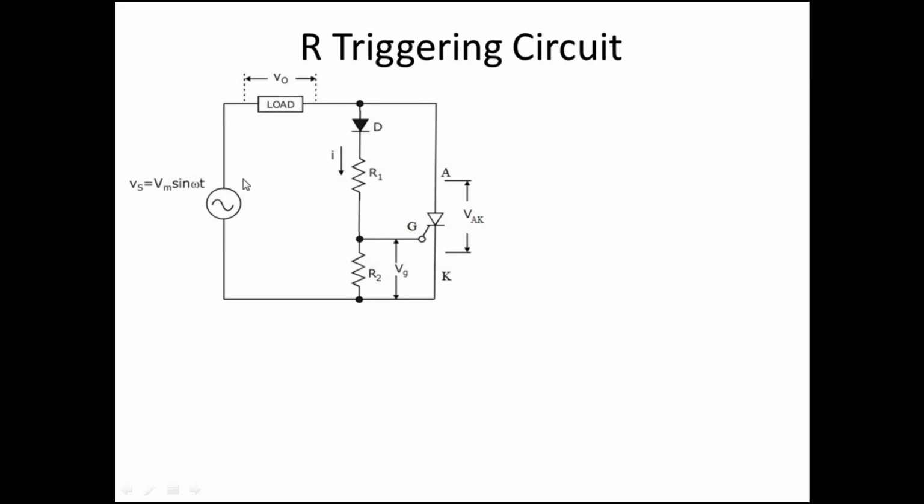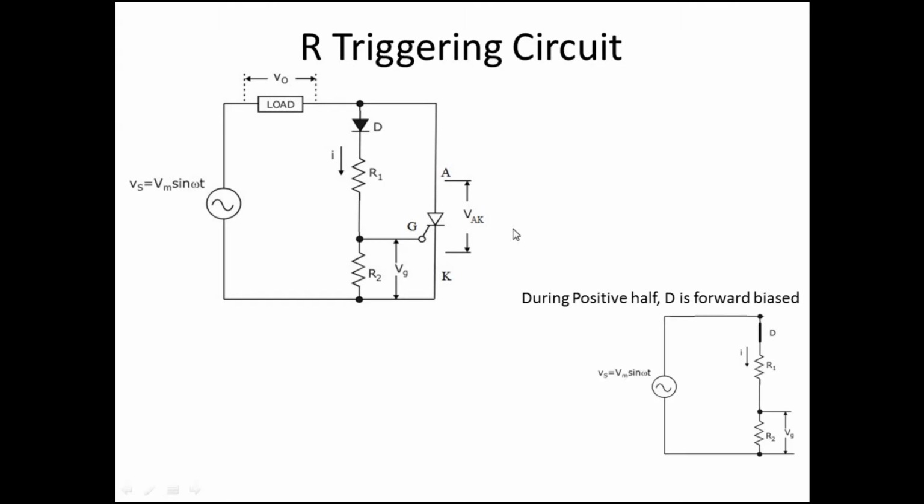During the positive half, the diode is forward biased, so the equivalent circuit becomes like this. D is closed. Diode forward biased means it is conducting, a short circuit. So here it is simply a potential divider circuit. The total Vs is divided across R1 and R2, and the voltage across R2 is taken as the gate voltage. This voltage is used to trigger the gate.